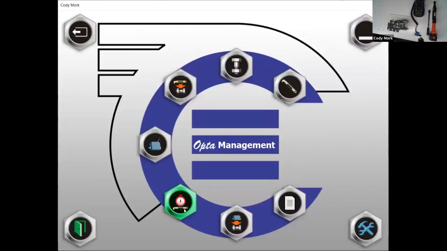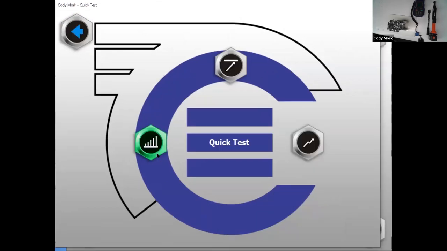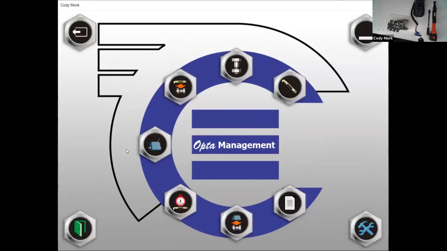The next icon going around the C is a quick test. A quick test is simply that. If going into a quick test, you have three modes. You have your pulse, your peak, and your click. Within a quick test, all it is, it's that same type of screen that you've seen before, but we are not recording any data. We're just simply running a tool down in line with the software to verify the torque output.